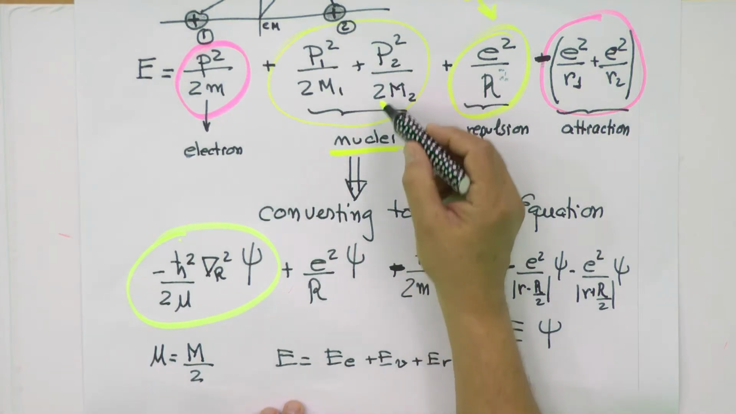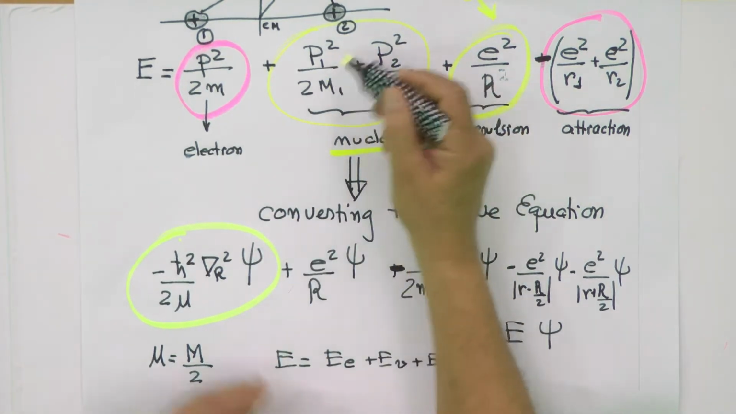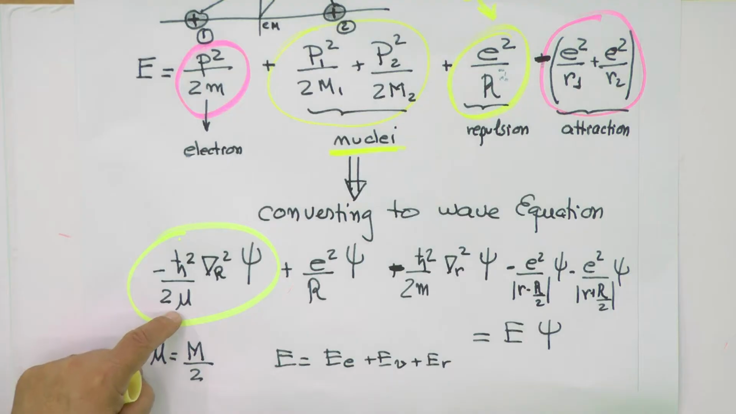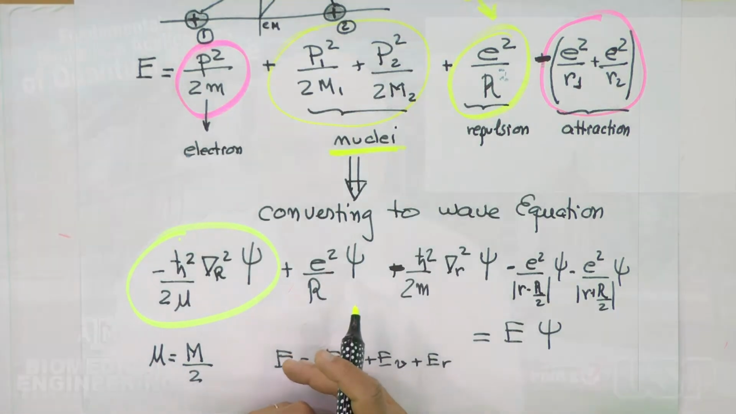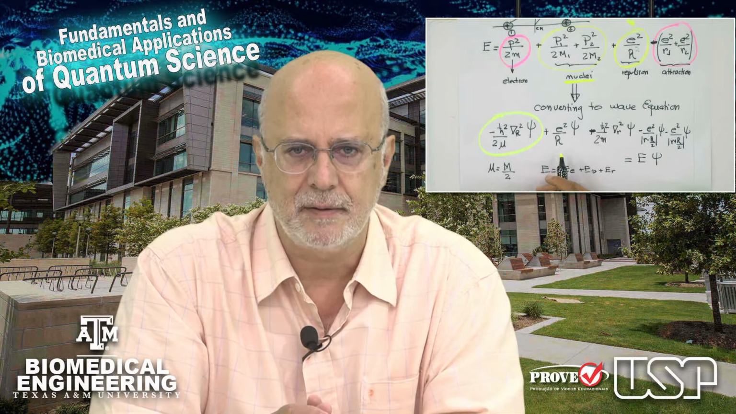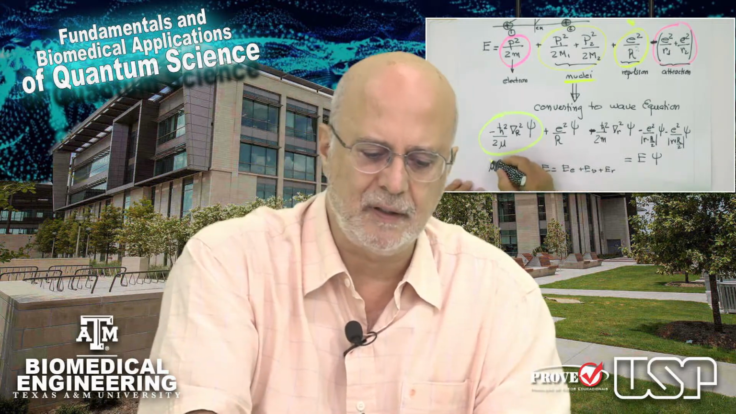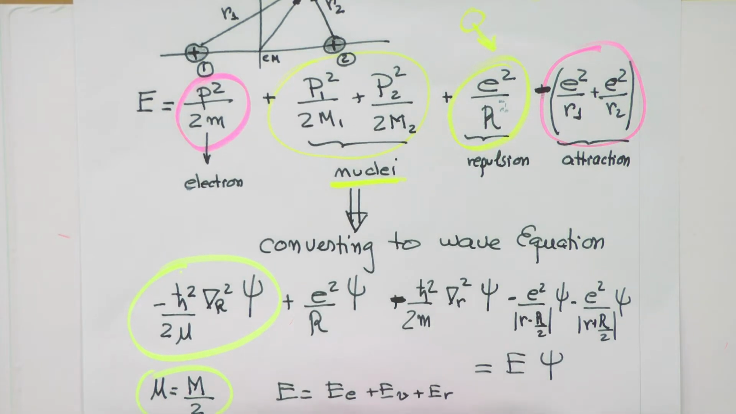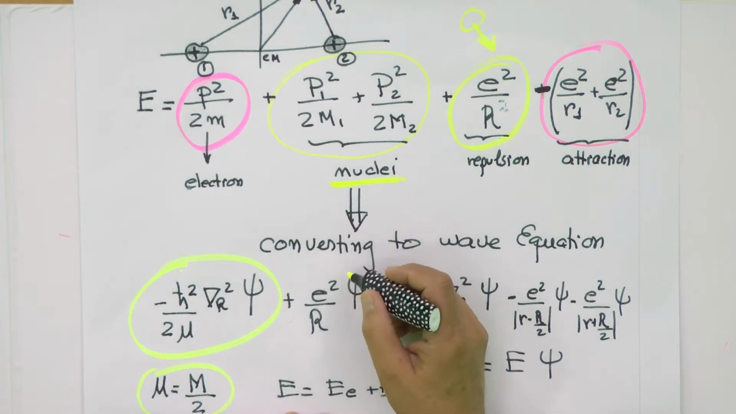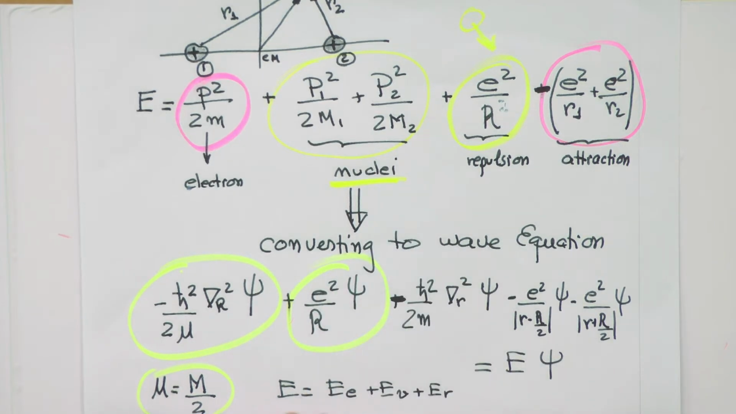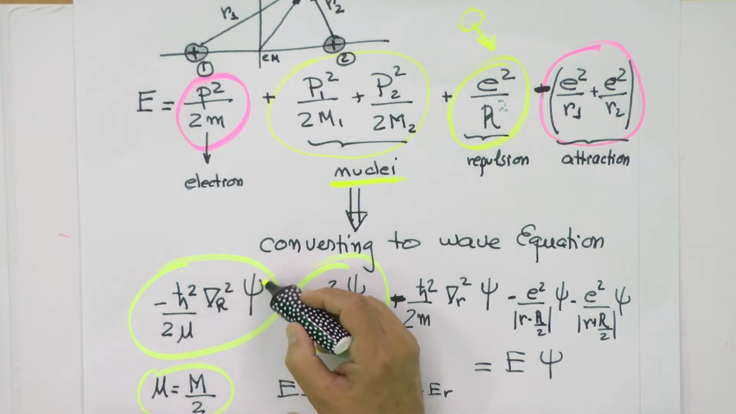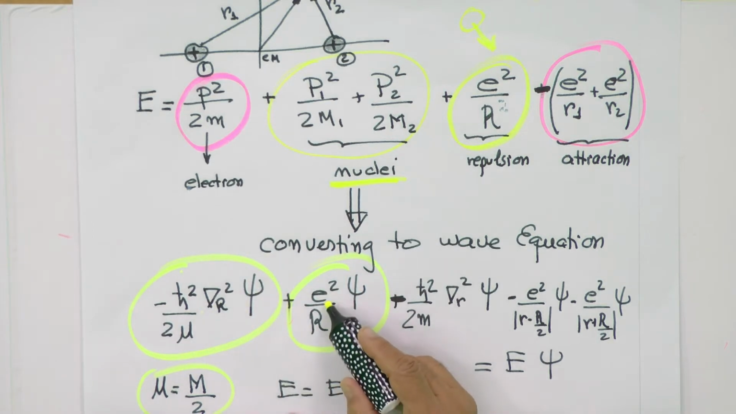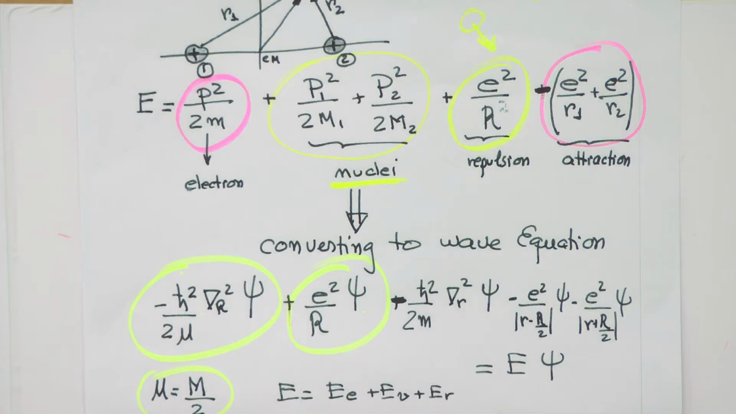So we have one term for the kinetic energy of the nucleus, and I use the reduced mass. Remember, the reduced mass is the product of the masses divided by the sum of the masses. So it turns out to be half in this case, if we have what we call a homonuclear molecule, where the two nuclei are equal. And then we have the repulsion between the two nuclei. So this part times the wave function plus the repulsion times the wave function.